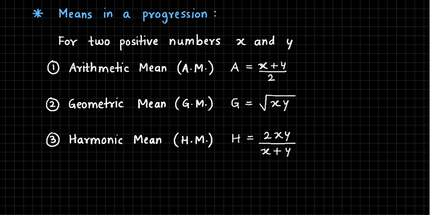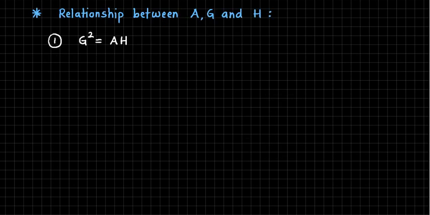Right. Now let us go ahead and see some of the important properties or relationships between these means. Okay, so the relationship between A, G and H. The first one is G square is equal to AH. This is very straightforward to prove, because we have to simply substitute the formula of all the three and it will be evident. So let us consider the LHS. You know that G is nothing but root of x into y. So when you square it, you will get x into y.